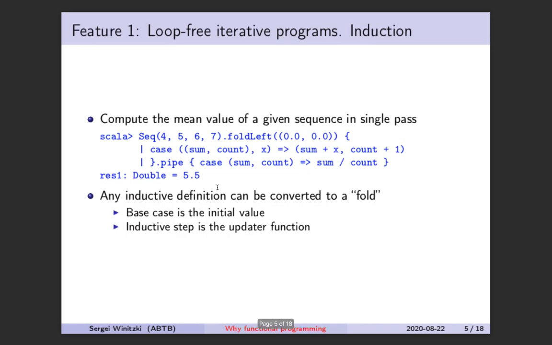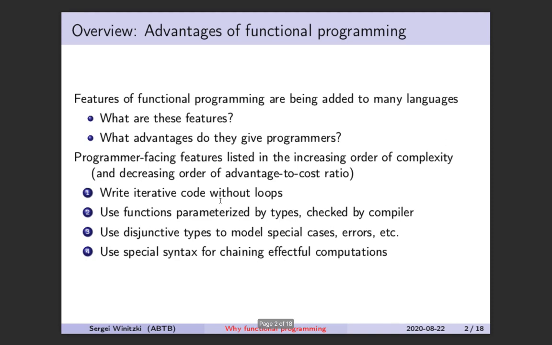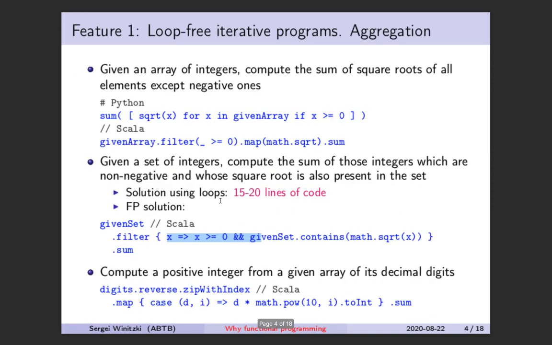Second necessary feature is that you need to be able to pass functions as arguments to other functions. So this is an example where you have an updater function that describes how the next step is computed from the previous values. This is a function that needs to be passed as an argument to the function fold left. And similarly here, the function here is passed to map. The function here is passed to filter. This is a feature that is necessary.